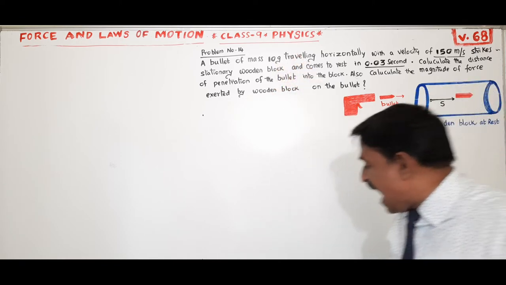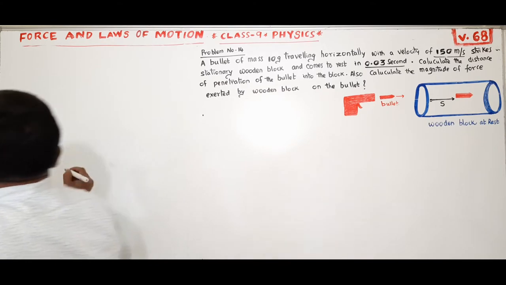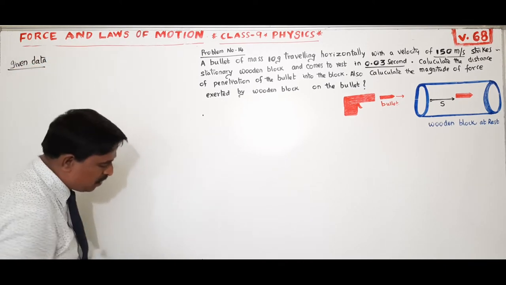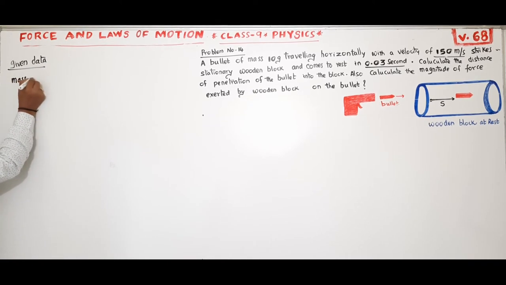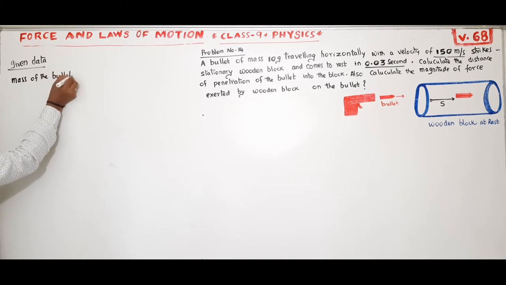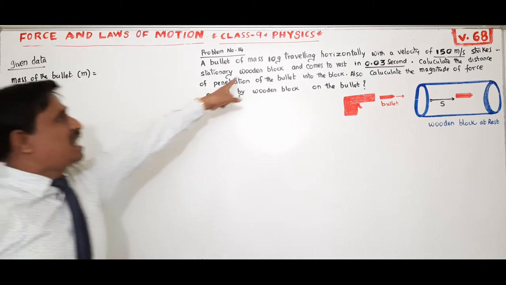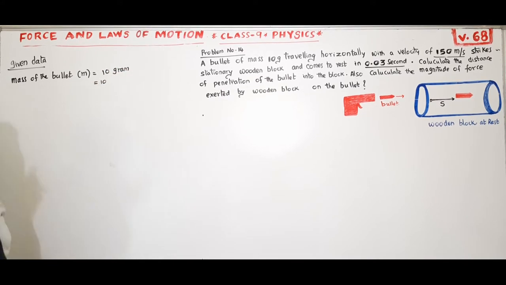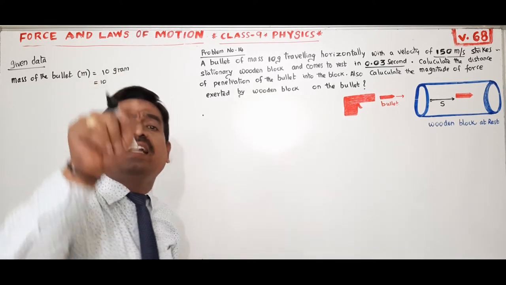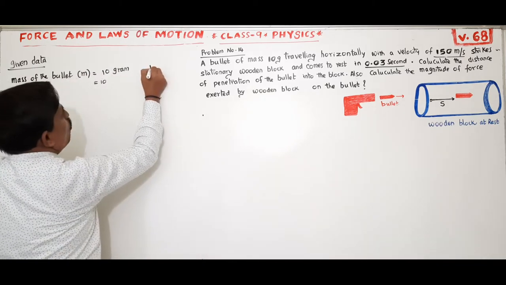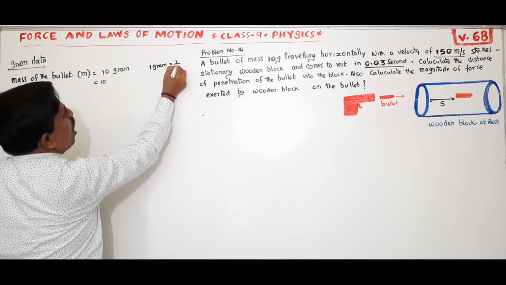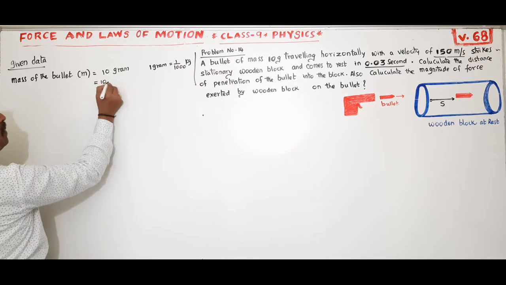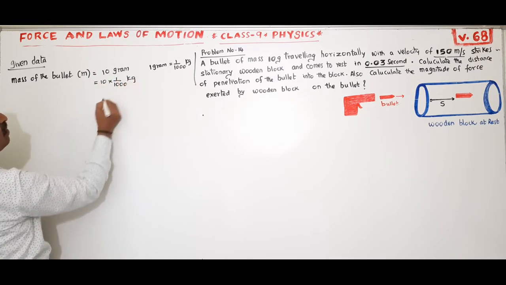Now, a bullet of mass 10 grams. Given data: mass of the bullet, small m, is given as 10 grams. While converting grams into kilograms, divide the given number by 1000. You know very well, 1 gram is equal to 1/1000 kg.